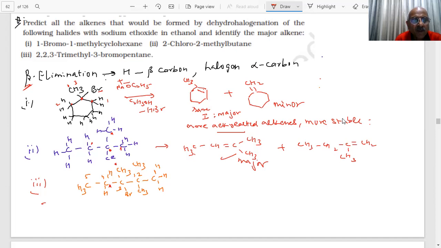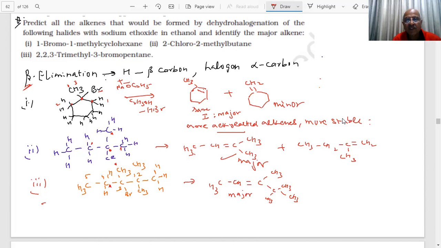So what will happen if this HBr goes? What is being formed? CH double bond CH3. This looks like it could be the major product, because for the other one, this CH2 double bond, there will be two hydrogens here.